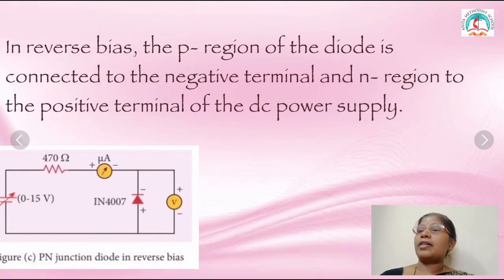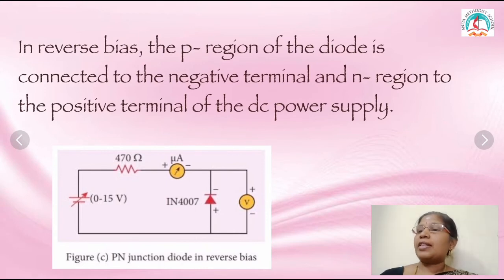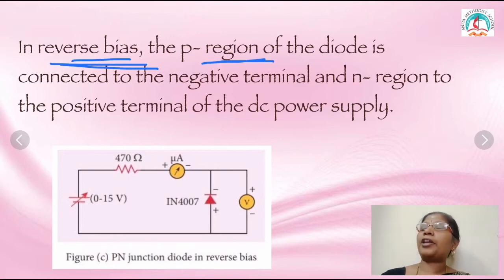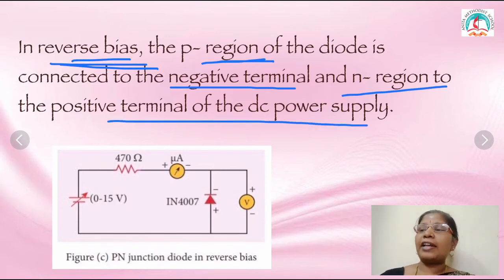Now the next one is on the reverse bias side. The P region of the diode is connected to the negative terminal of the battery. You see, the positive end of the battery is connected to the negative end of the diode, and the negative end of the battery is connected to the positive end of the diode, which means that is reverse bias. So in reverse bias, the P region of the diode is connected to the negative terminal of the battery and the N region of the diode is connected to the positive terminal of the battery, and here a very small amount of current is produced.